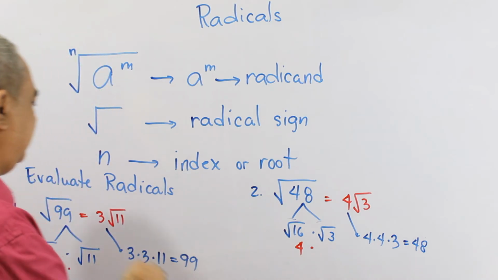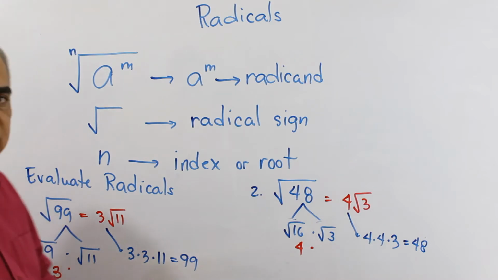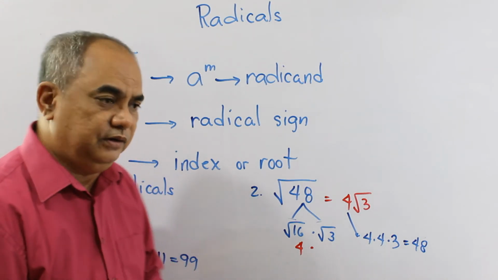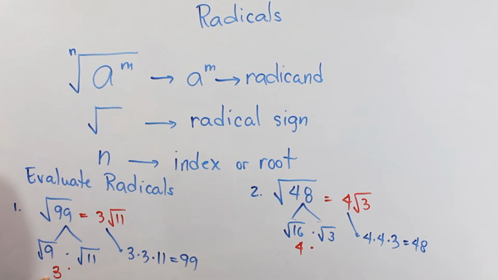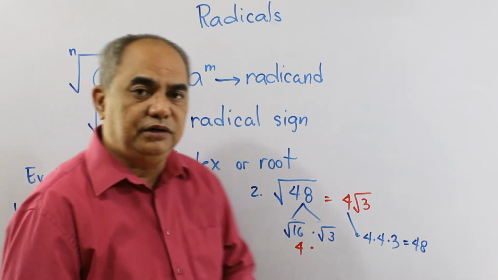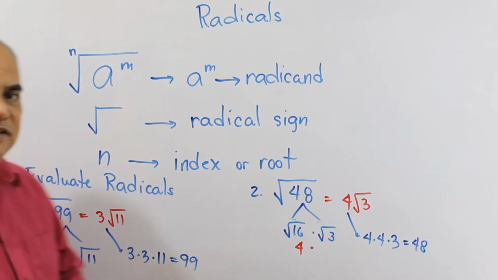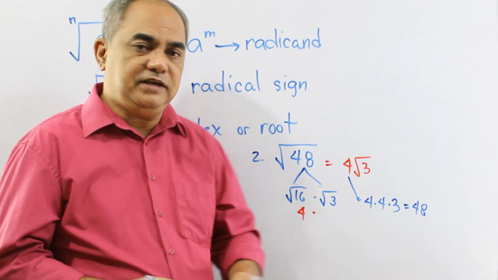So for constants, all you have to do is find the two factors of the radicand, and make sure that one of which will be an exact or a perfect square. Then you extract that, and you get the square root of that number. The other number, you just have to affix it here. So that will be your answer for evaluating radicals. Okay, let's have a last example.